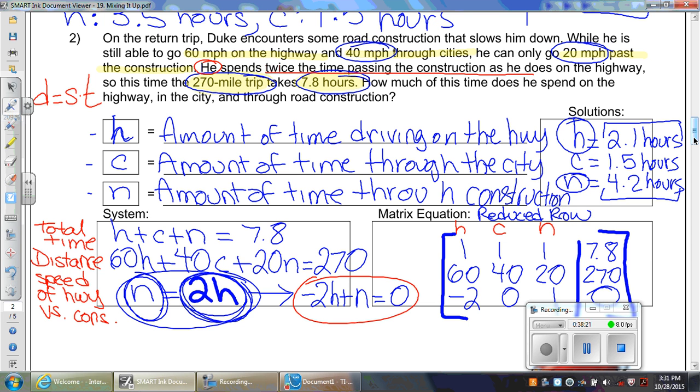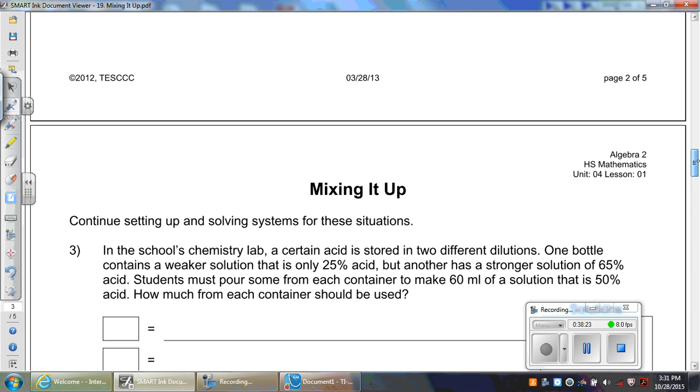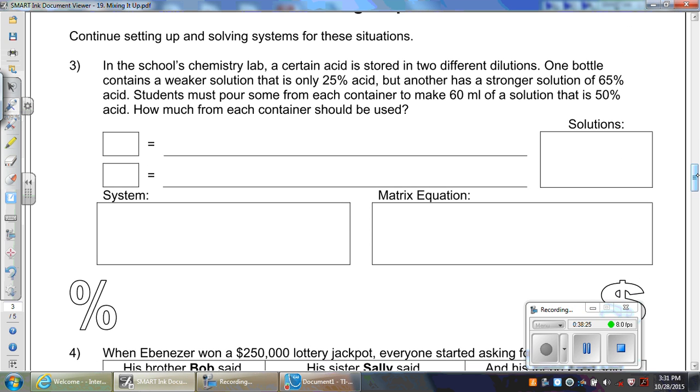Now I'm going to do one last problem, and then you will be working on your own. So next one, and it's only 2 unknowns. So who would like to read it?